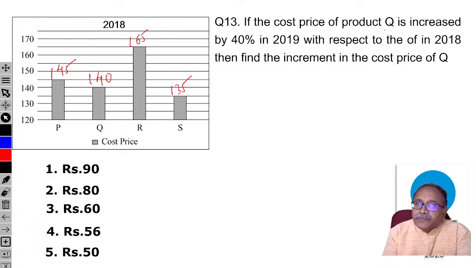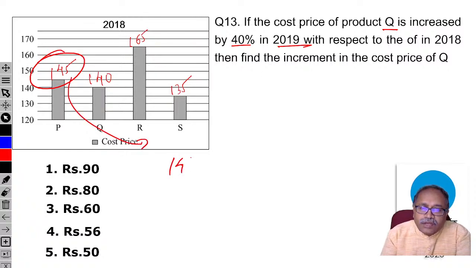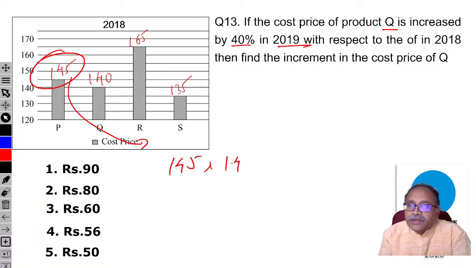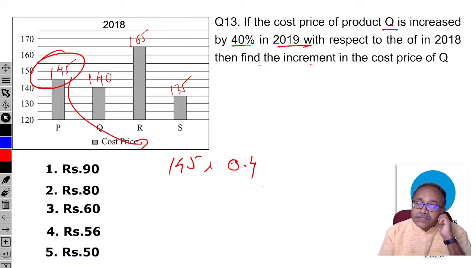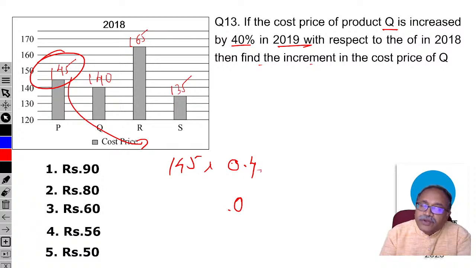The cost price of the product Q is increased by 40%. It increased by 40% in 2019. So that means 145 into 1.4, I will be getting the increase part with respect to 2018. Find the increment in the cost price. They are asking only for the increase, so we need 40%. 40% is nothing but 0.4. So 4 5s are 20, carry 2, and 14 4s are 56, 50.